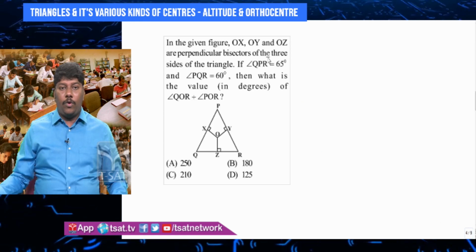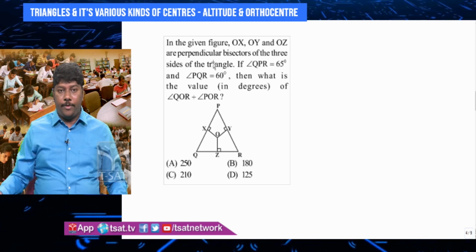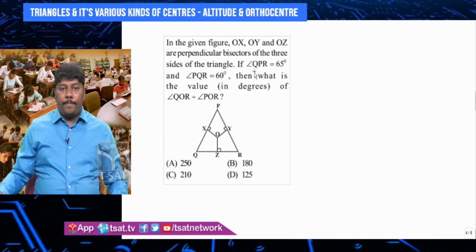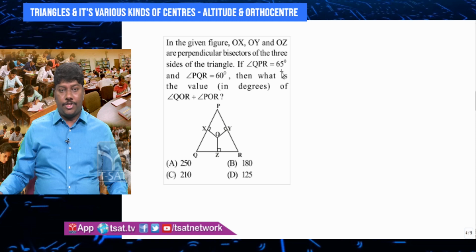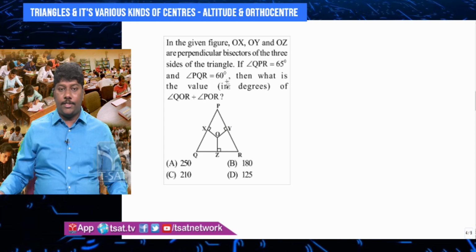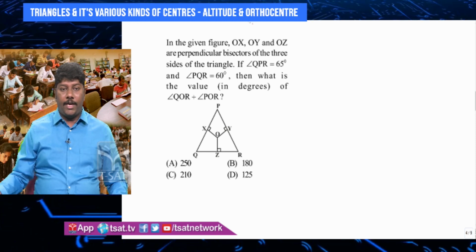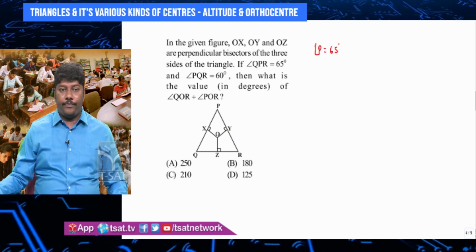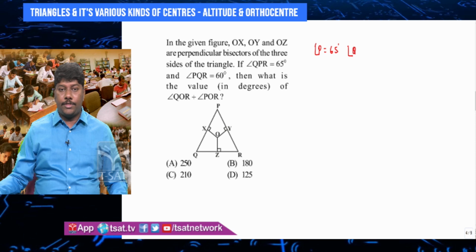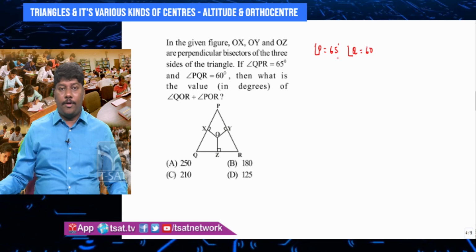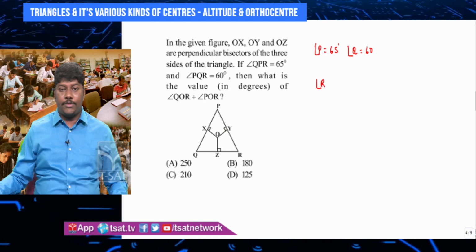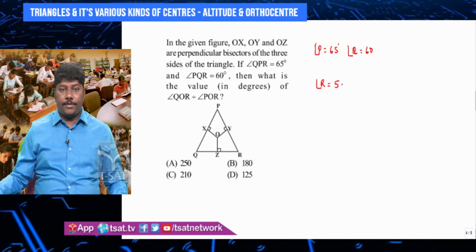In the given figure, OX, OY, OZ are perpendicular bisectors of 3 sides of the triangle. Angle QPR is 65 and PQR is 60. QPR is nothing but angle P. Angle P is equal to 65. Angle Q is equal to 60. Sum of these two angles becomes what? 125. Therefore, angle R is equal to 55 degrees.